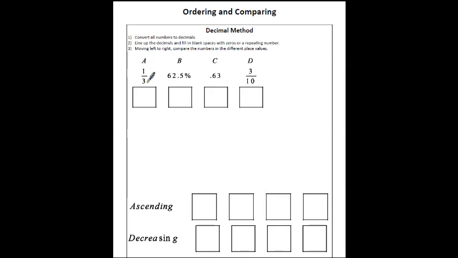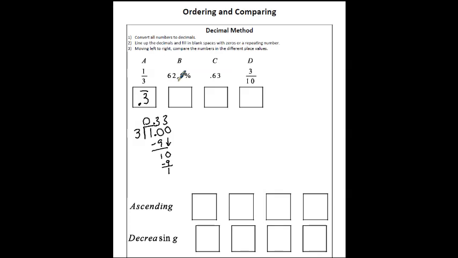Now we're going to order and compare our fractions, decimals, and percents by changing them all to decimals. So if I divide 1/3 out, if I forget what that decimal is, then 3 goes into 1 0 times, and 3 goes into 10 3 times. 3 times 3 is 9, with 1 left over. Bring down the 0, and it starts all over again. So we see that that 3 keeps on repeating. So 1/3 is equal to 0.3 repeating.